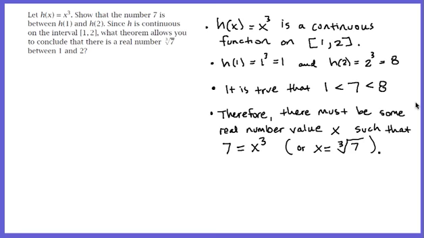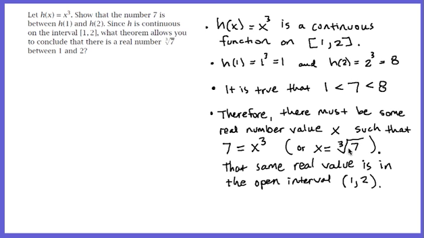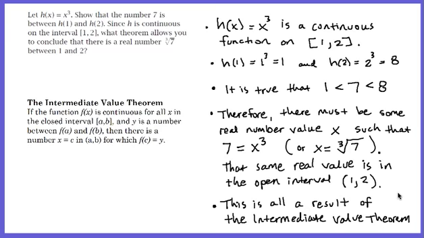Therefore, there has to be some real number x that is between 1 and 2, right? Between x is 1 and x is 2, such that 7 is equal to x cubed. Now specifically it is cube root of 7, but we're saying that we can approximate that value and it's somewhere between 1 and 2. I don't know exactly what decimal approximation it is, but I know it's between 1 and 2. So it's got to be on that open interval. It's all the result of the intermediate value theorem.